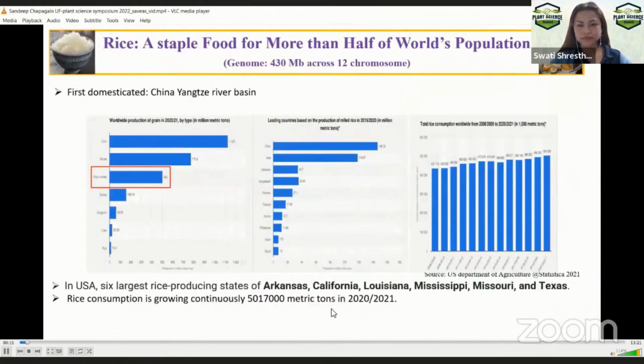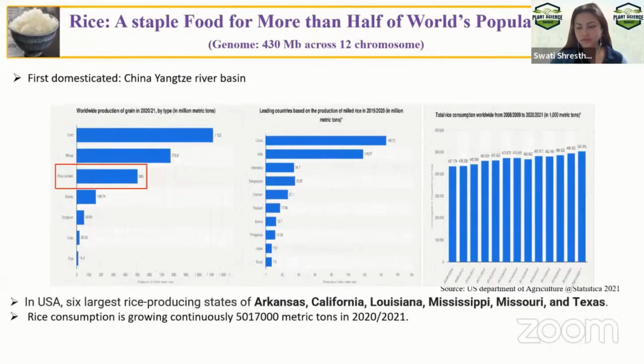As you know, rice is a major staple food crop for more than half of the world population. Genetically, it is 430 Mb across the 12 chromosomes, and globally, rice consumption is growing continuously. And in the USA, Arkansas is the largest rice producing state, followed by California, Louisiana, Mississippi, Missouri, and Texas.